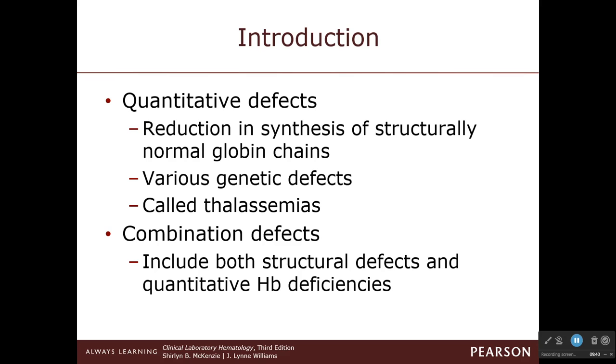Quantitative defects, when we talk about the number, okay? There are actually 2 types of thalassemia. I'm going to go ahead and introduce this, even though there's a whole other chapter. Chapter 14 is all about thalassemias. There are 2 types. There are alpha thalassemias, and then there are beta thalassemias.